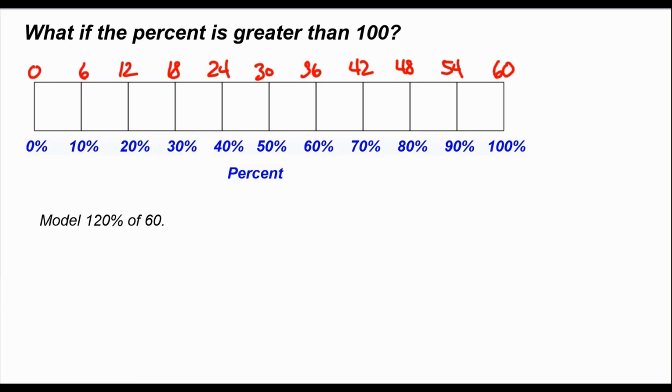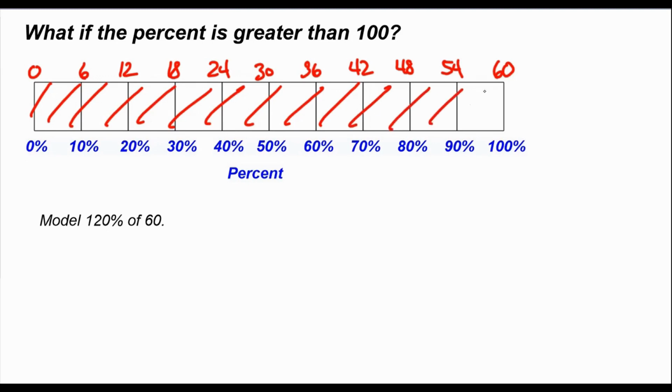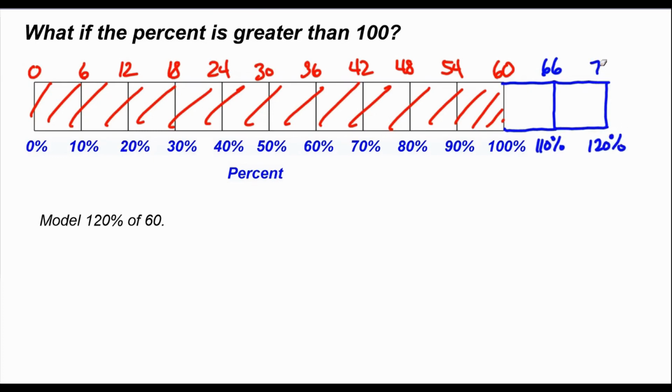Well, if I filled my entire bar in, that would be 100%, and 100% of 60 is 60. Well, how do I get 120%? I would need to extend my bar further. So if I added another 10% here, this would be 110%, and that would get me to 66. And if I added another piece to my bar, that would get me to 120%, and that would be 72. So now I'm filling in beyond 100%. So 120% of 60 is 72.